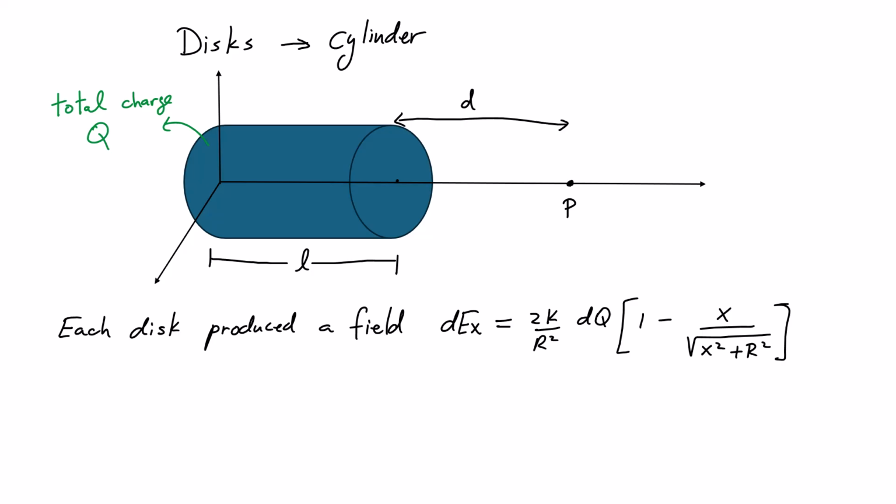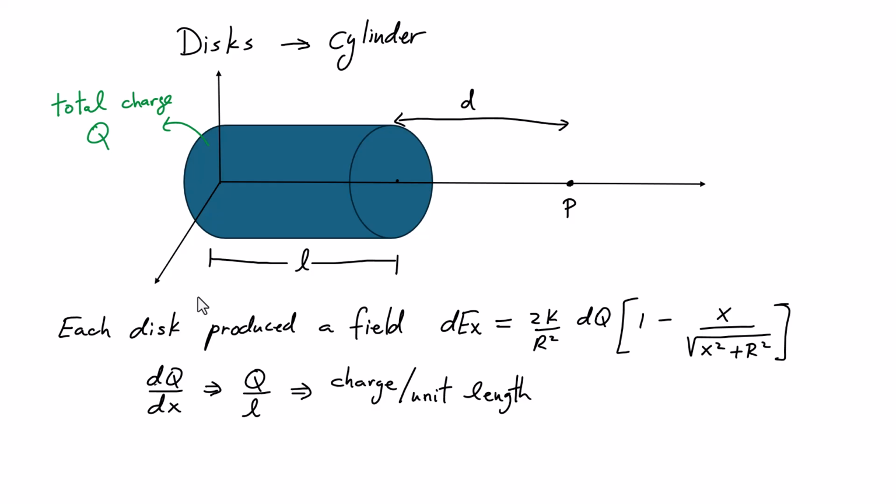The next thing you want to do is figure out how much charge is in each one of those disks. Since the total charge is Q of the cylinder, what you're going to do is simply slice this cylinder up into a whole bunch of disks. Each disk is going to have the same thickness, maybe I call it dx. So I can write this linear charge density, the amount of charge you have per unit length, as being the total charge divided by the total length. Again, this charge is uniformly distributed right here.